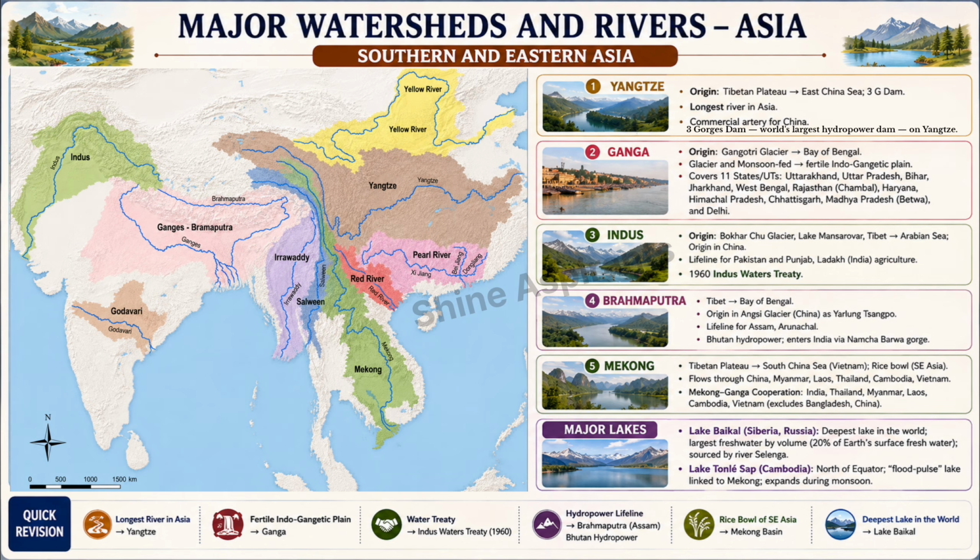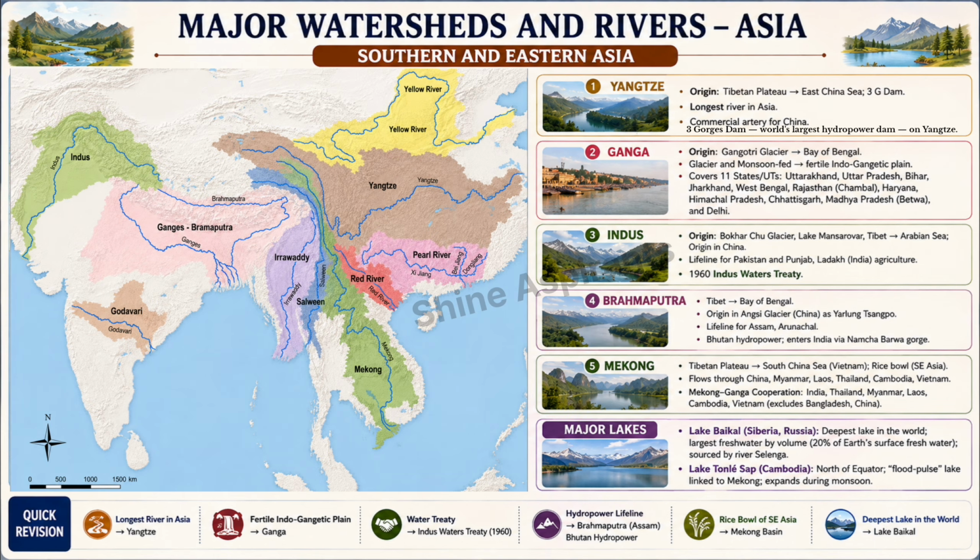Ganga River, India. Origin, Gangotri Glacier; mouth, Bay of Bengal. Key facts. Glacier and monsoon fed. Creates fertile Indo-Gangetic plain. Covers 11 states and UTs: Uttarakhand, Uttar Pradesh, Bihar, Jharkhand, West Bengal, Rajasthan, Haryana, Himachal Pradesh, Chhattisgarh, Madhya Pradesh, and Delhi.